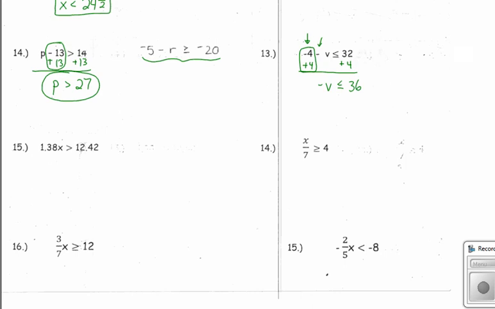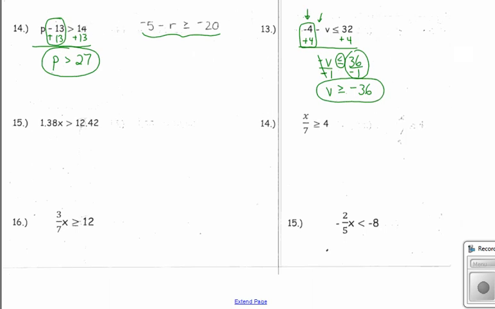To do this, you can either multiply by negative 1 or divide by negative 1. I'm going to divide both sides by the coefficient negative 1. Remember, when you divide by a negative, you need to reverse the symbol. And a negative divided by a negative is a positive. So now I have positive v greater than or equal to, and then my answer is negative 36. All numbers greater than or equal to negative 36.